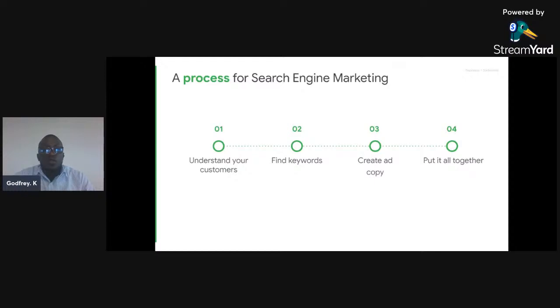We're going to look at a process for search engine marketing. Number one, understand your customer. This is what makes everything else happen. Find keywords. We need to brainstorm good keywords to bid on. Then we have to create a copy.